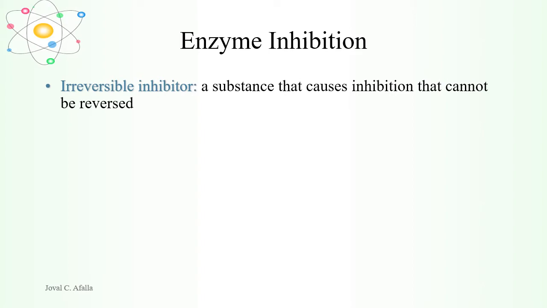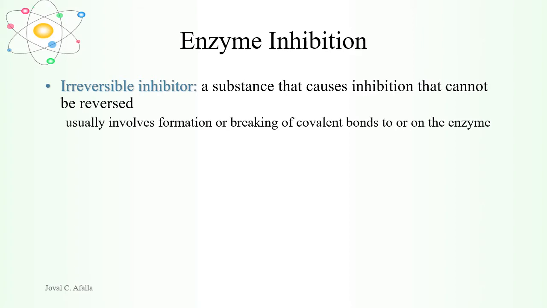But before we move on, let's first define irreversible inhibitors. These are substances that cause inhibition that cannot be reversed. Here, it usually involves formation or breaking of covalent bonds to or on the enzyme. Okay? So here, again, you permanently damage your enzyme. You permanently change the shape of your enzyme, so it's no longer able to accept the substrate into its active site, and therefore no conversion into products.